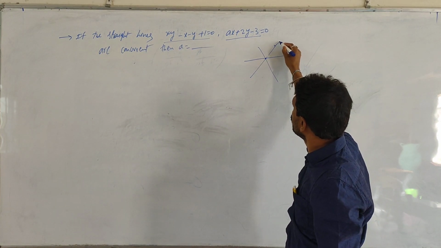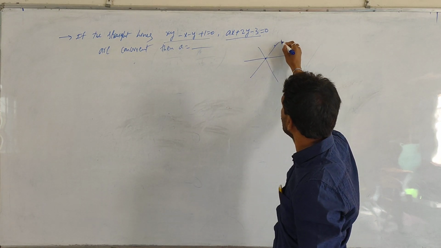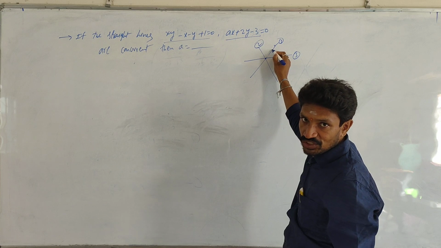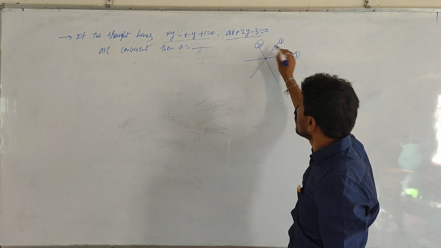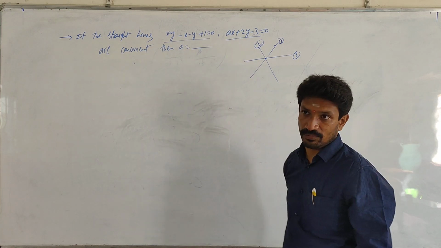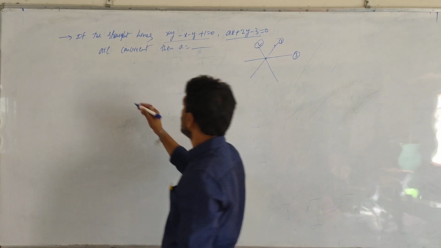So solving these two, suppose these are the two lines from this one, 1, 2. It is the third one. So the point of intersection of 1, 2 lies on the third one. Substitute in the third equation, in the given equation, and you get the value of a. Okay.